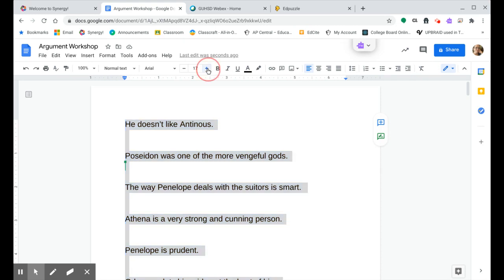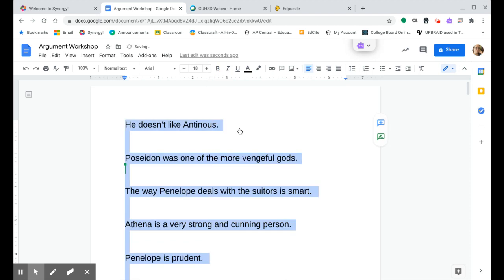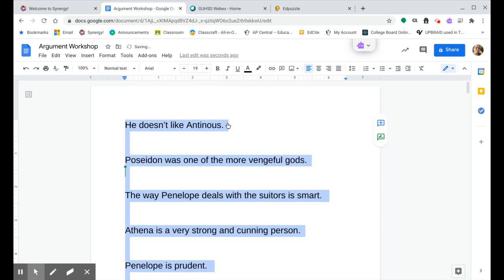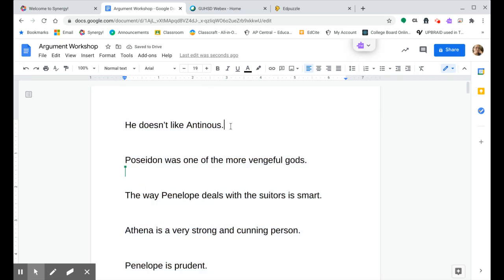So I made it a little bit bigger here so that it's easier to see. Oh boy, the computer does not like changing the formatting. Well, the camera is going, so oh well. Okay, he doesn't like Antinos. That was one of the claims that you guys turned in.